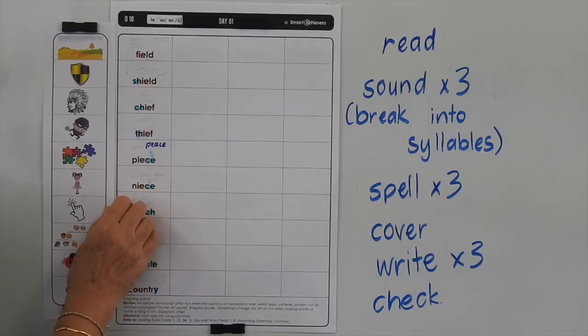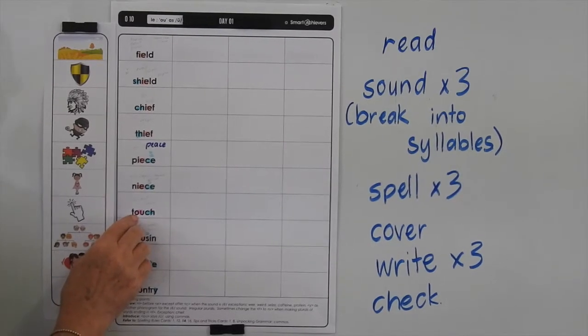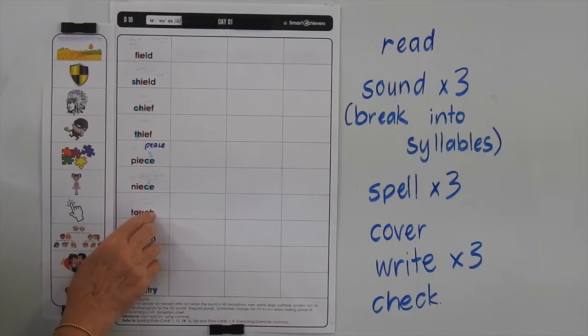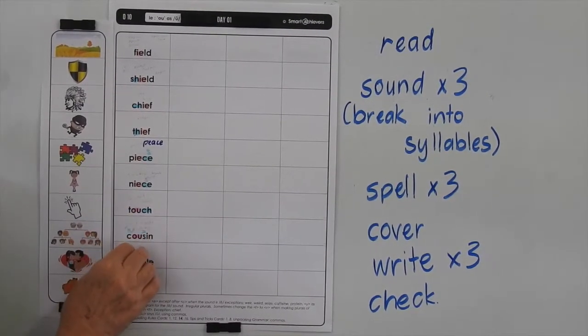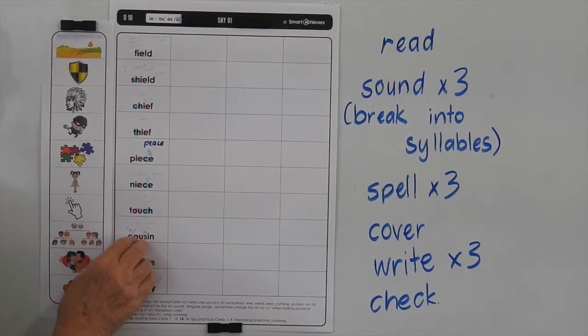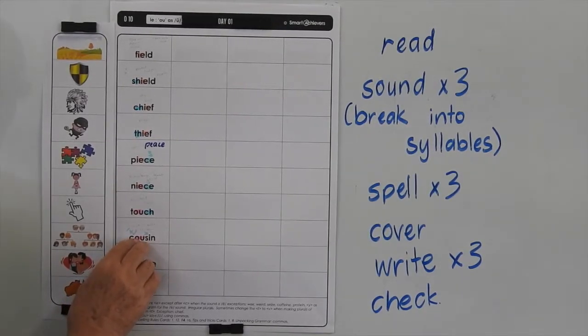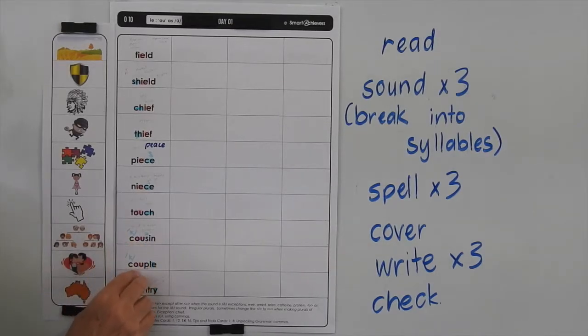Niece is the child of a sibling, and niece implies it's female. So if you have a brother or a sister and they have a child that's a girl, then you would call them your niece. Touch means to contact something usually with your hands, but it could be with any part of your body. A cousin is your auntie and uncle's children. They would be your cousins.